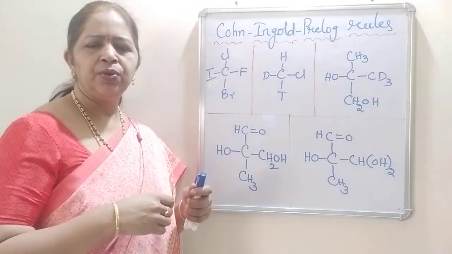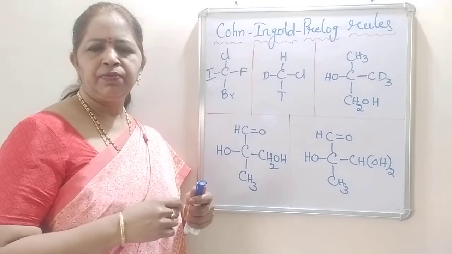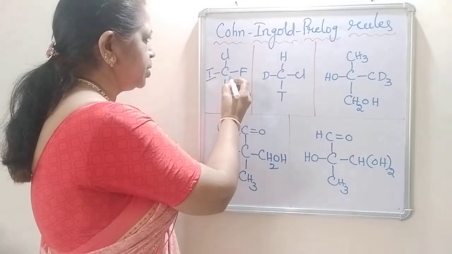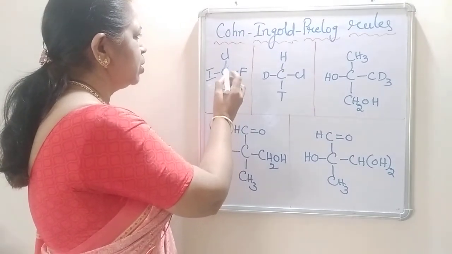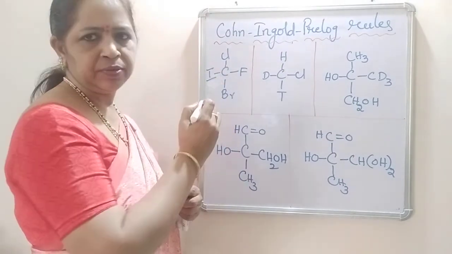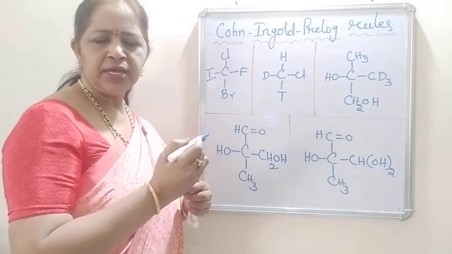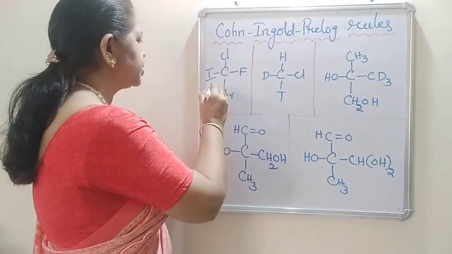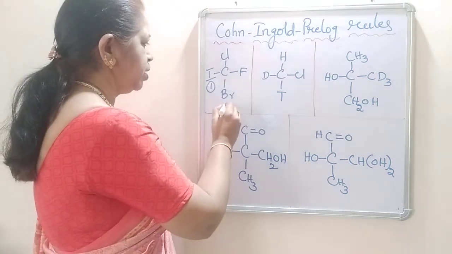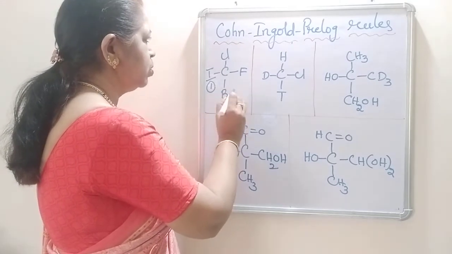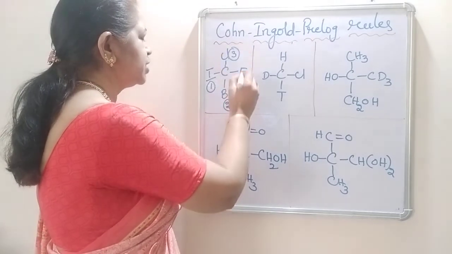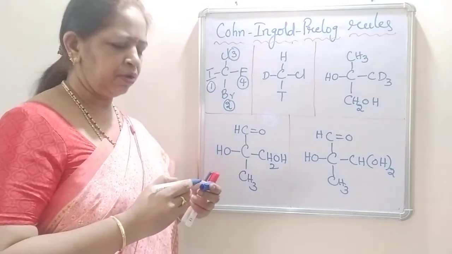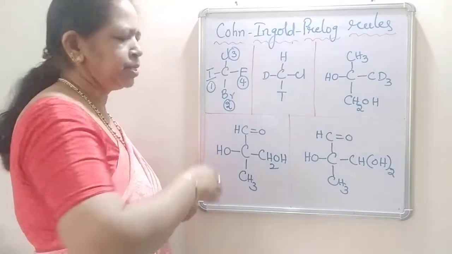First, we have to give the priority to the atom with the highest atomic number. In this example, you see this carbon has chlorine, fluorine, bromine and iodine. Which atom has the highest atomic number? Iodine has the highest atomic number. So, iodine gets first priority, next priority goes to bromine, next priority goes to chlorine and last priority goes to fluorine. So, based on the atomic number, we have given the priorities in this example.